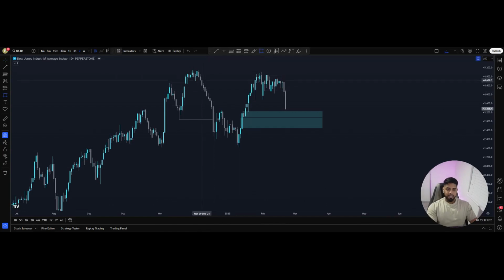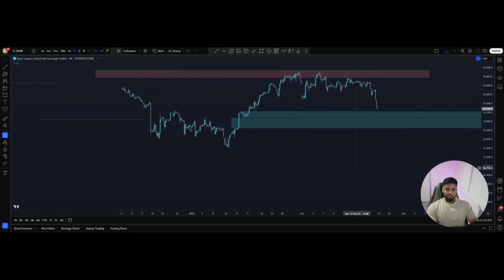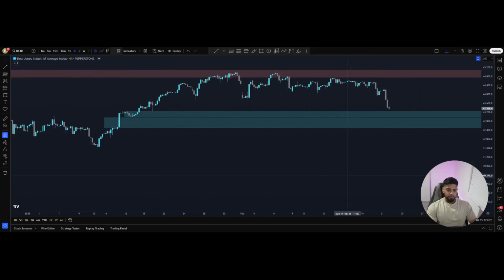Price then came and tapped into the extreme of this zone right here, from where it has absolutely collapsed and just dropped. And now we're coming up to these areas of interest. So let's drop down to the 4-hourly, and what can we see?